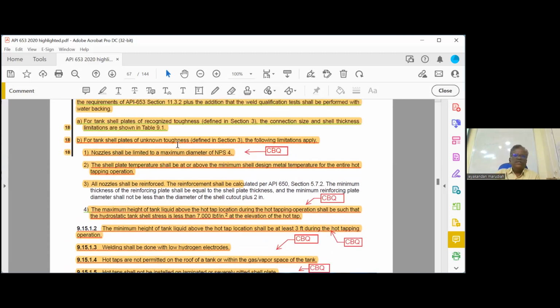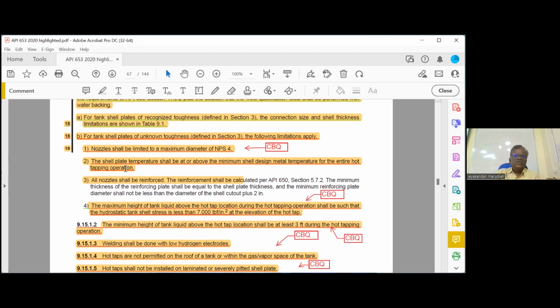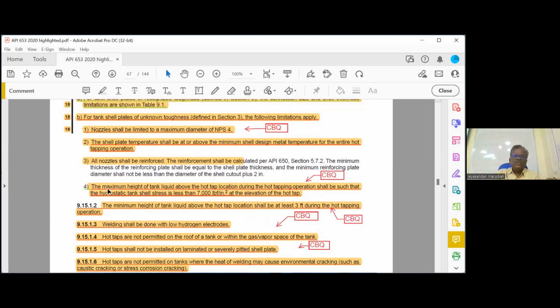Now, for tank shell plate of unknown toughness, the following limitations shall apply. Nozzle shall be limited to maximum NPS 4, closed book question. Unknown toughness, maximum NPS 4, closed book question. Then the shell plate temperature shall be at or above the minimum shell design temperature for the entire hot tap. This is important, closed book question.